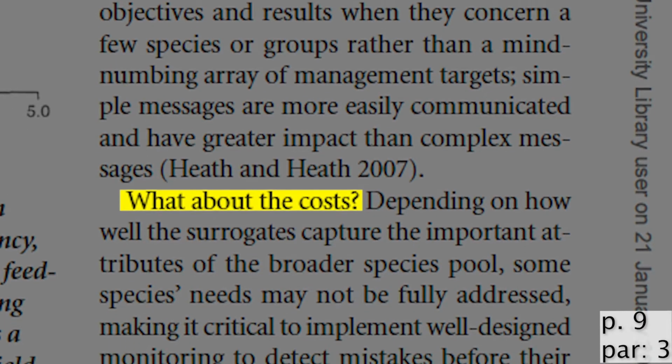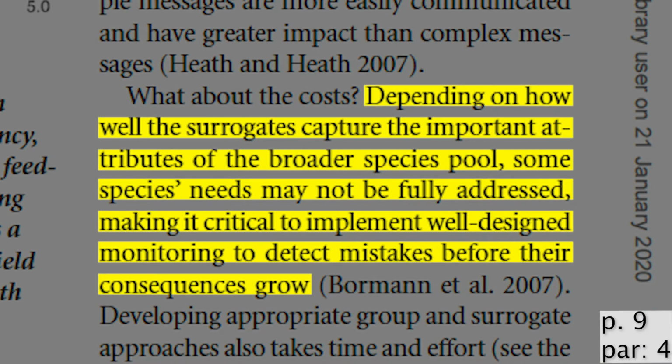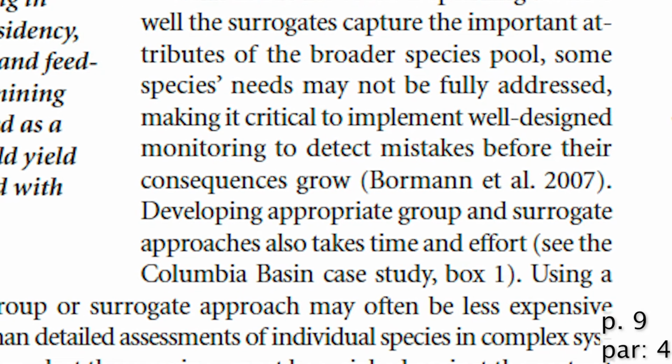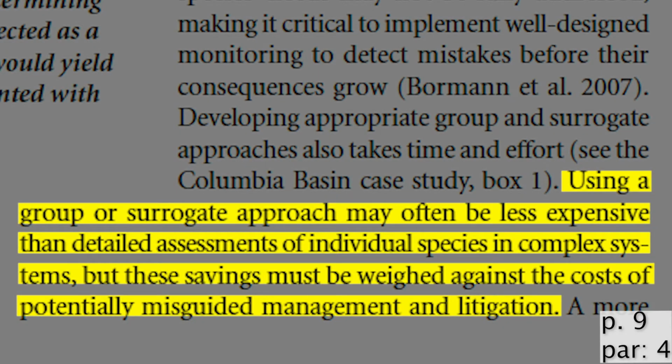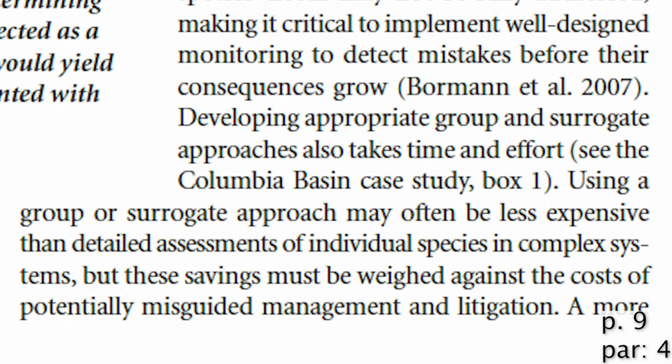So, what about the costs? Well, some species' needs may not be fully addressed, making it critical to implement well-designed monitoring to detect mistakes before their consequences multiply. Overall, using a surrogate approach may often be less expensive than detailed assessments of individual species in complex systems. But these monetary savings have to be weighed against the costs of potentially misguided management and litigation.